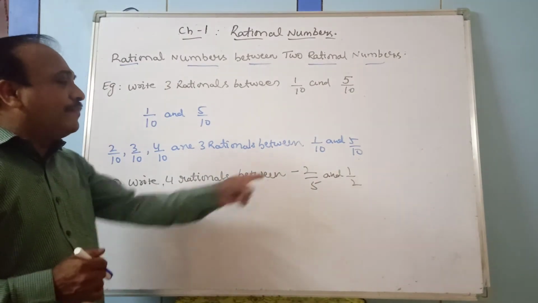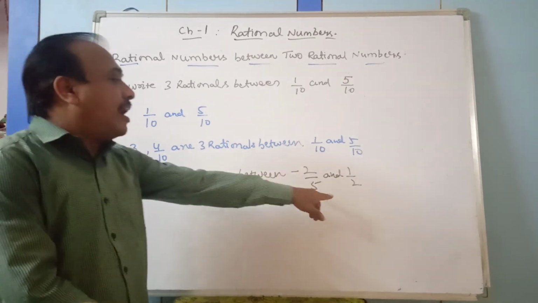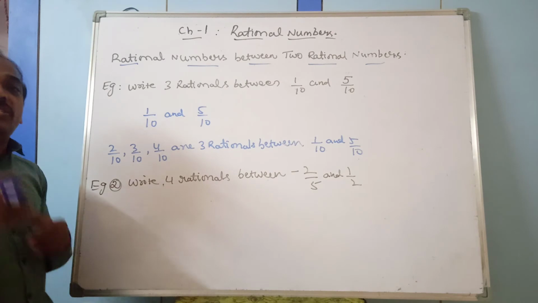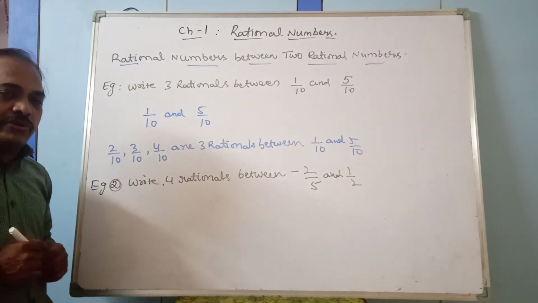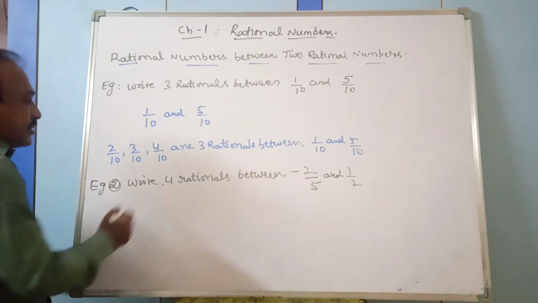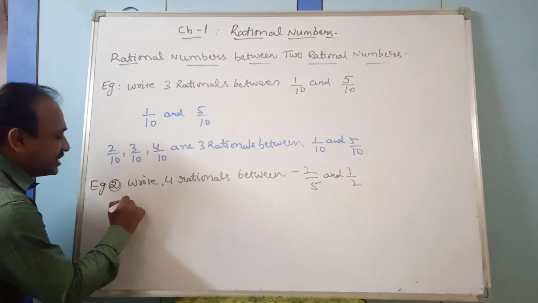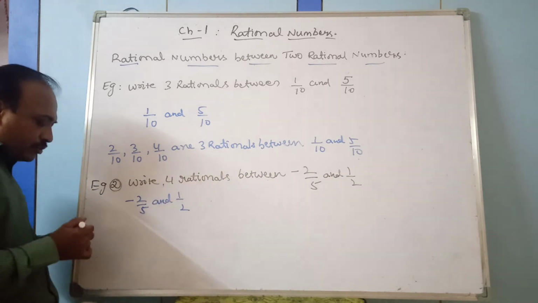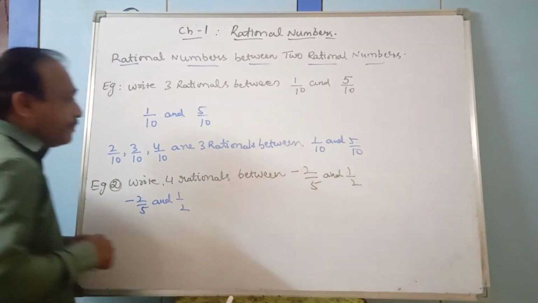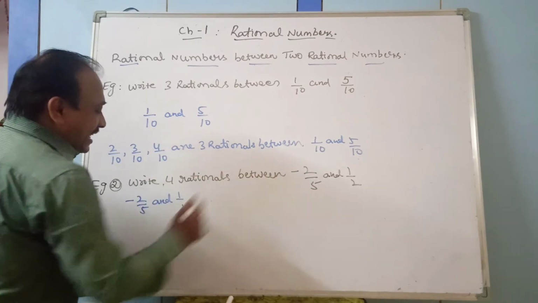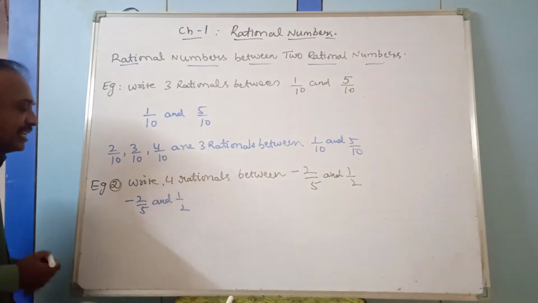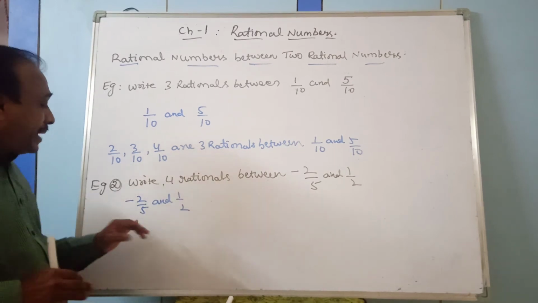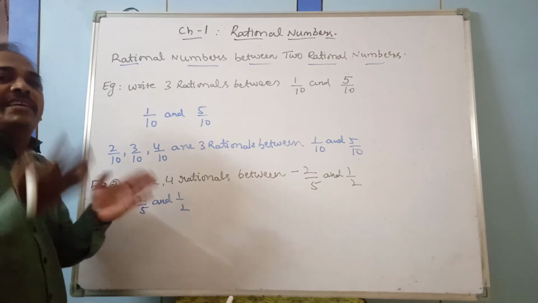So when you are writing 4 rational numbers, first thing, are they like rationals? No, they are not like rationals. So what you have to do? First you have to convert them into like rationals. So, given rationals minus 2 by 5 and 1 by 2, they are unlike rationals. Convert them into like rationals by two methods, by taking LCM or by making the denominators the same by multiplying with some other number.